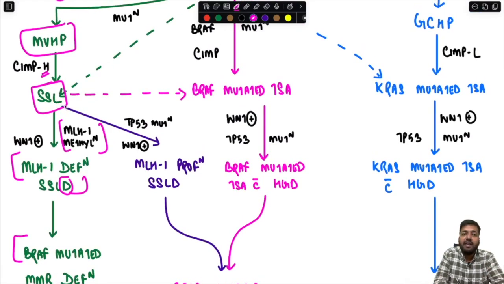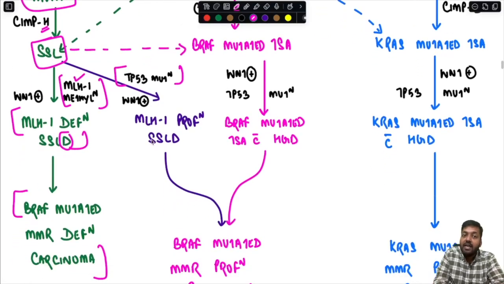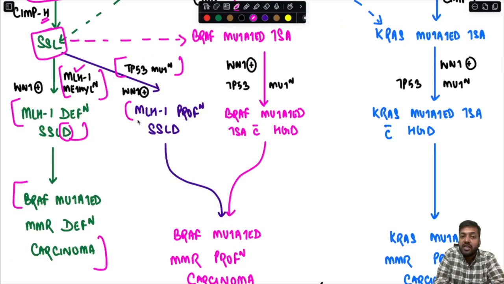Another fate of SSL is that WNT pathway activation can occur, but via another pathway. Over here there was MLH1 promoter region methylation. Over here there can be TP53 mutation, also leading to WNT activation, leading to MLH1 proficient. So there is nothing wrong with the MLH1. It is not methylated, it is not silenced. It is very much working. So we call it an MLH1 proficient SSLD. And over a period of time this will give rise to BRAF mutated but MMR proficient carcinoma.